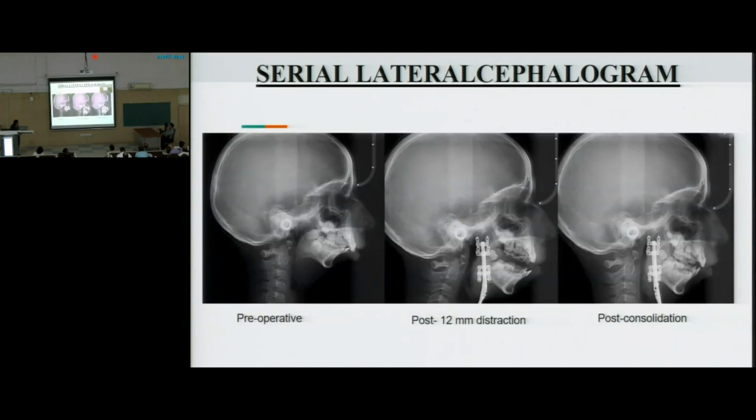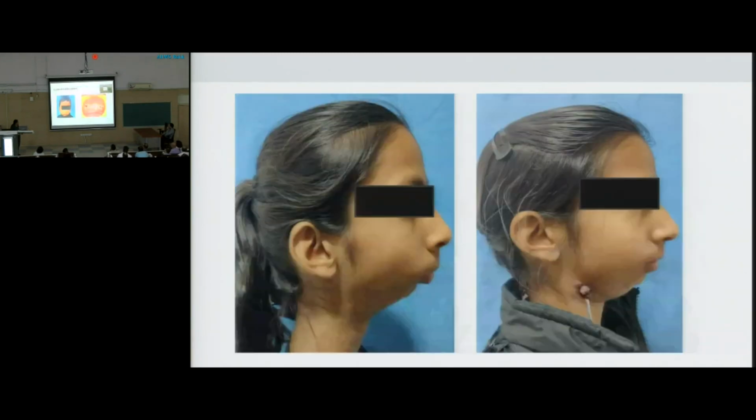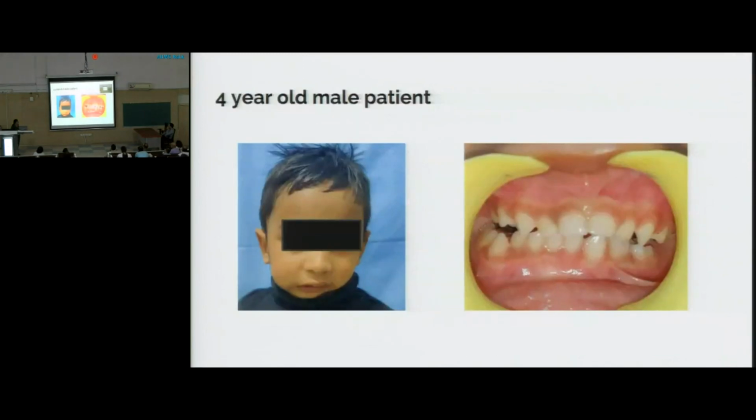Again, if we see here, we could see the mandible has come forward and also the pharyngeal airway space has improved much better. And this is a serial pre-operative and pre-distractor removal photograph of the patient. And the patient is currently under follow-up, both the patients are undergoing orthodontic treatment to do the minor occlusal changes also.